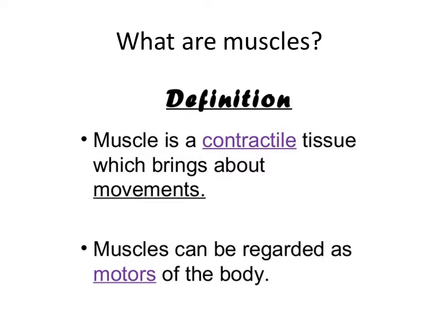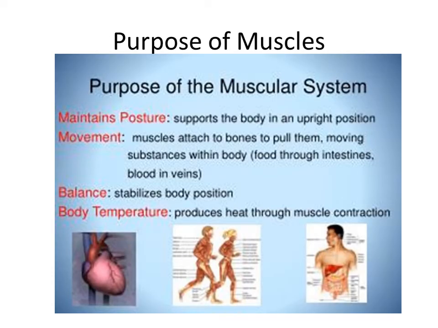So, what are muscles? Well, muscle is a contractile tissue which brings about movement. Muscles can be regarded as the motors of the body. So, what is the purpose of muscles? Well, the purpose of the muscular system is: 1. Maintains posture, supports the body in an upright position.